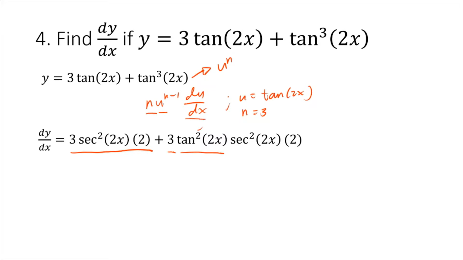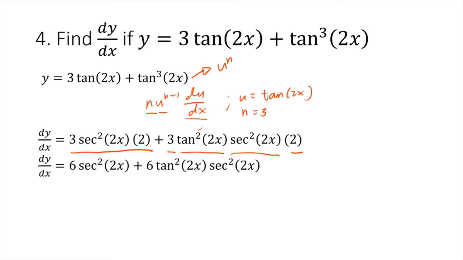And then lastly, du dx. U is tangent of 2x, the derivative of tangent of 2x with respect to x is secant squared of 2x, and then the derivative of the argument 2x is 2. Remember the chain rule, do not forget to differentiate the arguments. Okay, so let's simplify. We have here for the first term 3 times 2, that would be 6, secant squared 2x. And for the second term, we have 3 times 2, that's also 6, times tangent squared 2x, secant squared 2x.